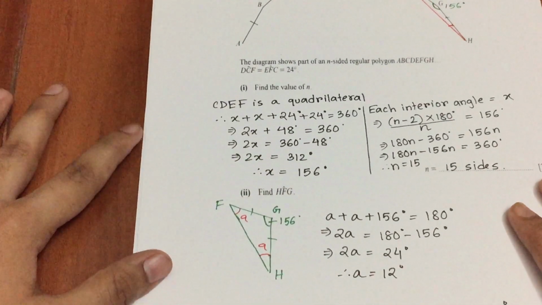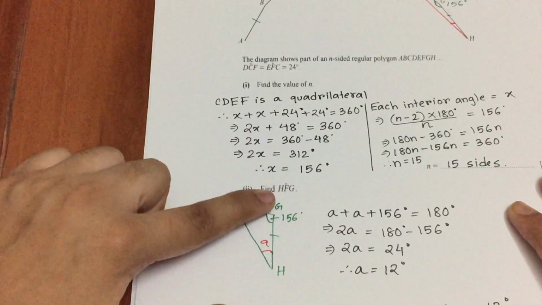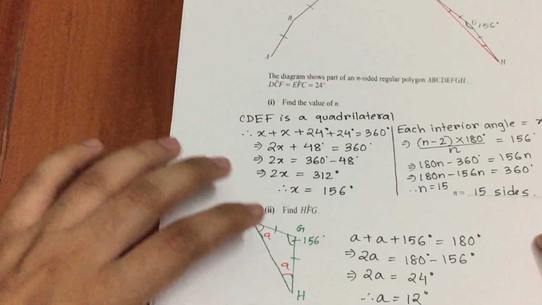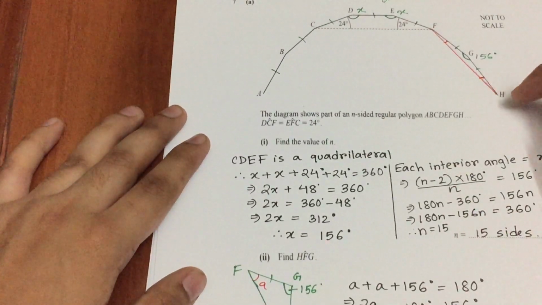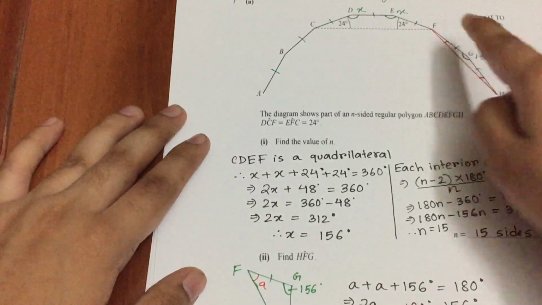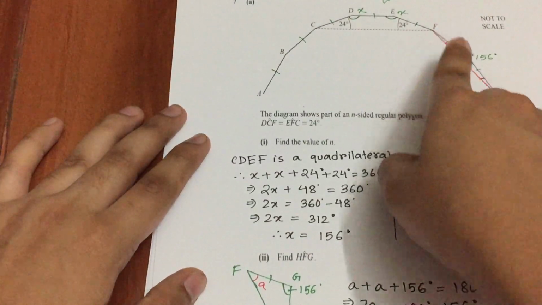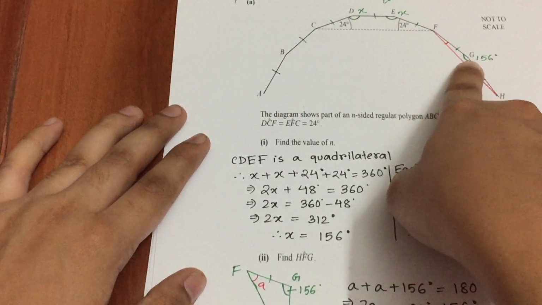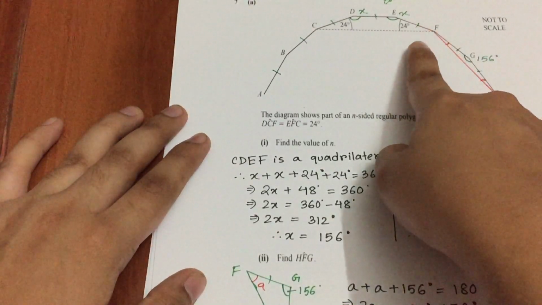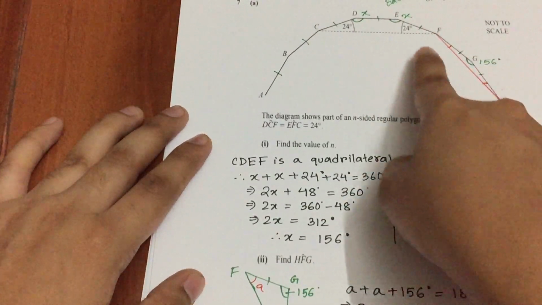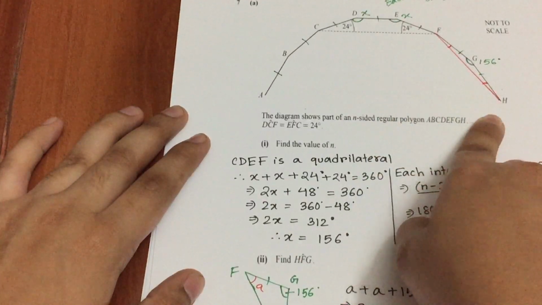Then comes the second part. They told us to find HFG. So HFG is here, as you can see, HFG. Basically this angle, and this one is an interior angle, as we have found out here. So this is 156. So we can actually consider this triangle FGH.